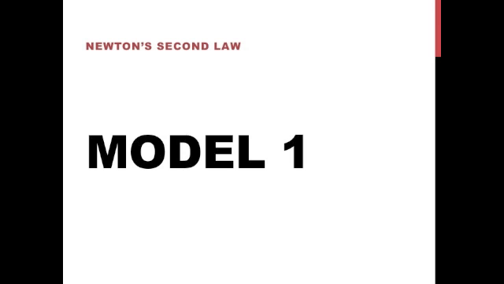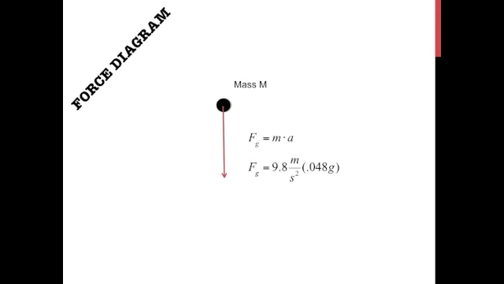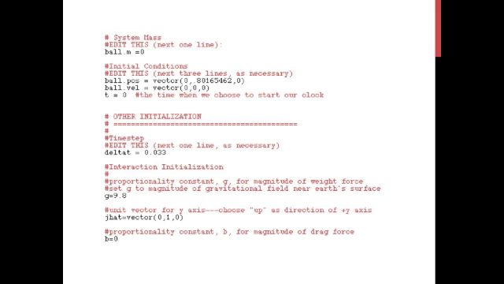For the first model, only the effect of the earth on the coffee filter was taken into account, so the gravitational force, as you can see, was the only force acting on the object for the model. This is the Python code for the initial conditions of the ball. We include the ball mass, which is 4.8 grams, the ball position vector as obtained from tracker, and as you can see, the acceleration for gravity is 9.8 and the drag force of 0.